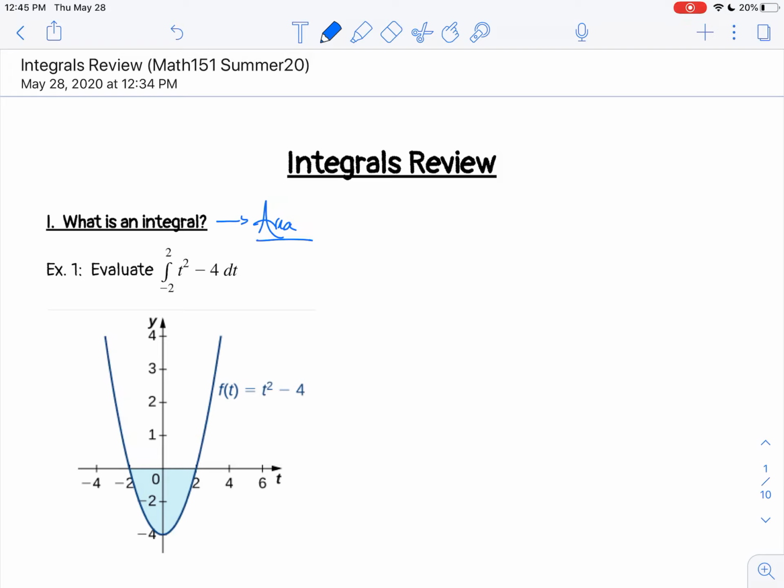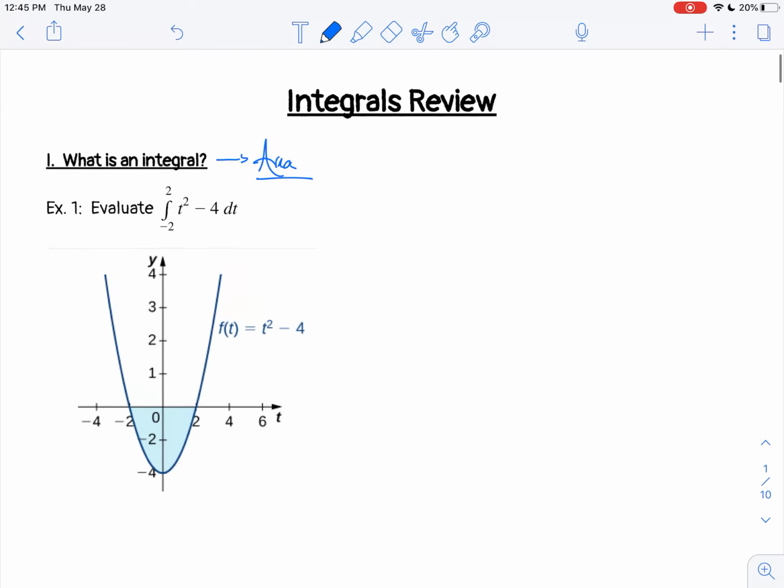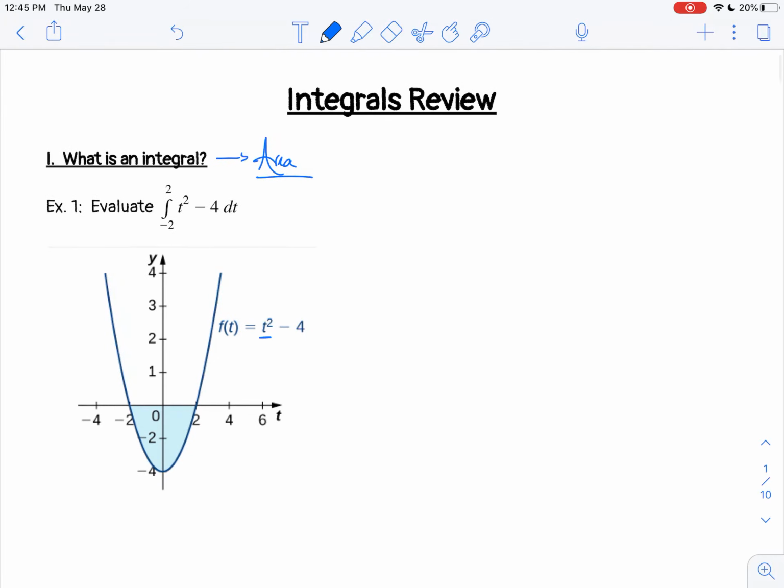So let's take a look at this particular problem. So we have the curve. We know that t squared means a parabola, and we know that this -4 means that we move our parabola down 4 units. And that's why our vertex is right here at 0, -4.